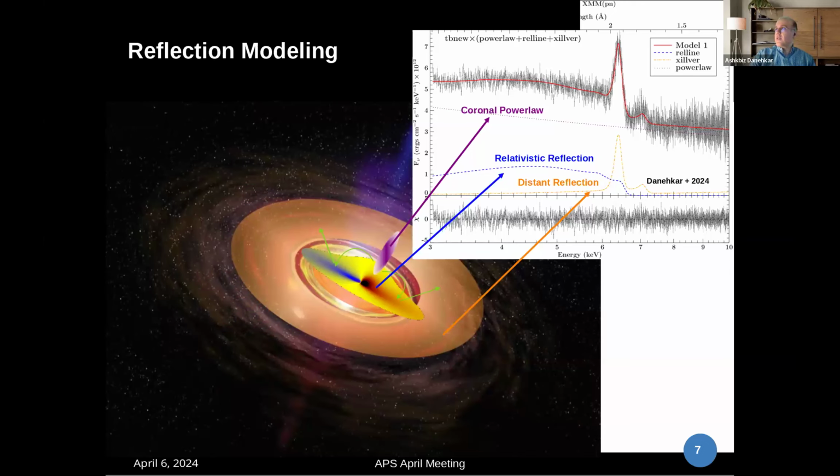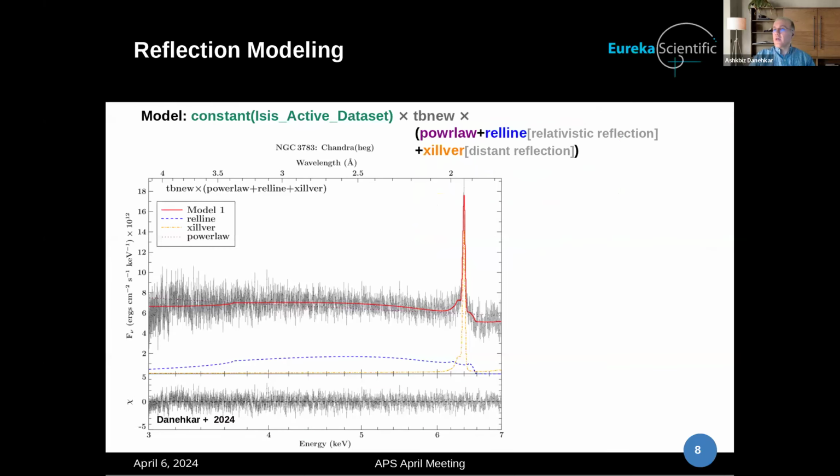And here you see the typical X-ray spectra, and the continuum is related to corona emissions. The blue line is the feature you see from the relativistic broad K-alpha emission line, and the orange is related to distant emissions. So by combined modeling, we can constrain spins.